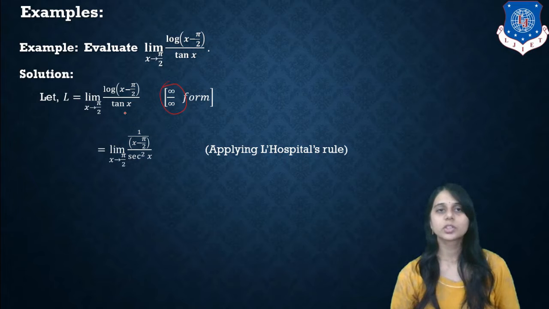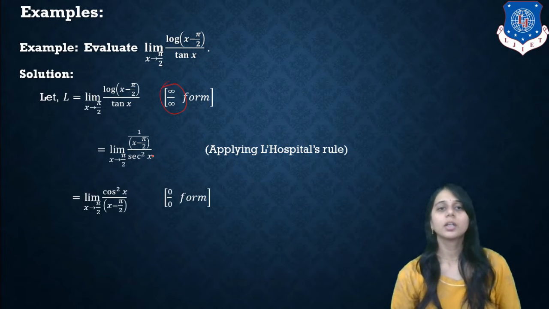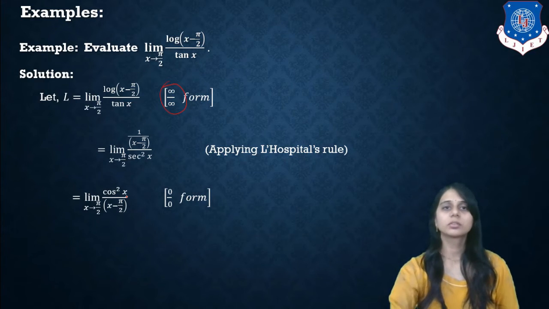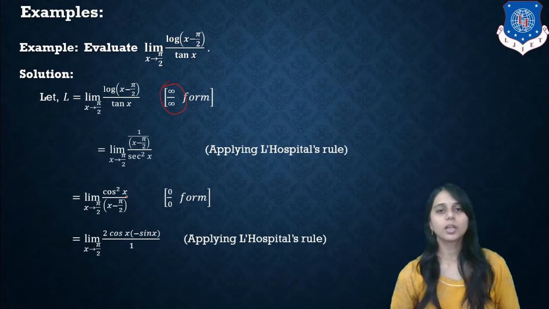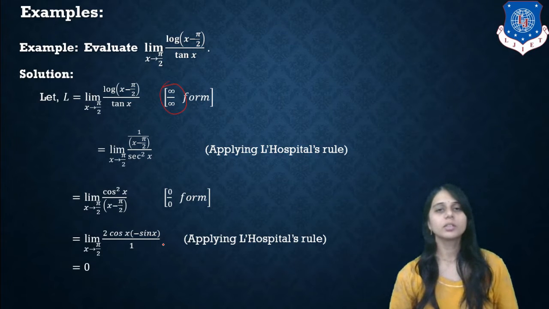What is the differentiation of log(x minus pi by 2)? It is 1 upon x minus pi by 2, and sec square x is the differentiation of tan x. Now this is cos square x upon x minus pi by 2, which is a 0 by 0 formation. So again we apply L'Hopital's rule: 2 cos x times minus sin x by 1. It is 0.